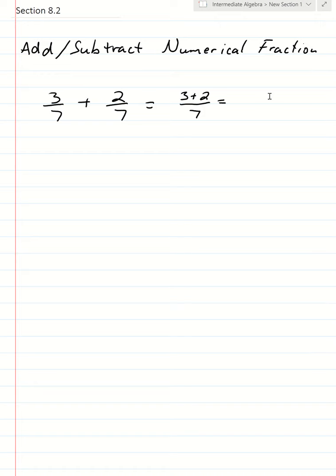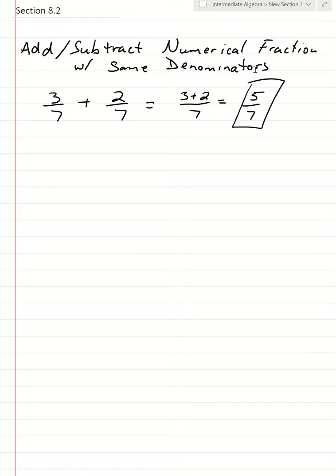And then, of course, when we combine the like terms, 3 plus 2 would give us, of course, 5/7. And once you're done combining the like terms in the numerator, the 3 plus the 2, to give you the 5, you always ask yourself, can you simplify 5/7? And, of course, the answer is no. 5/7 is already simplified, and therefore that would be the answer. So here we were adding numerical fractions with the same denominator, because we need to have the same denominators in order for us to add or subtract numerical fractions.